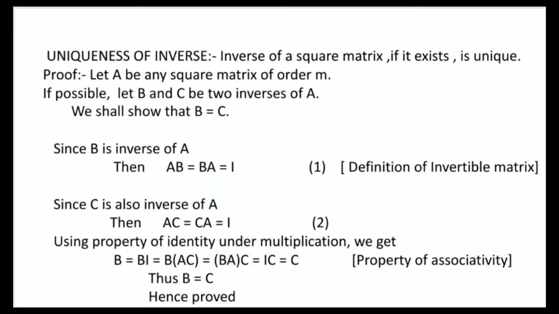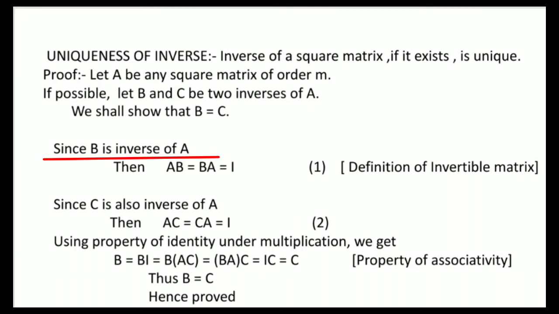Now we are going to discuss about uniqueness of inverse. This states that inverse of a square matrix, if it exists, is unique. It means there is one and only one inverse of any square matrix. So let's prove this property. Let A be any square matrix of order M. If possible, let B and C be two inverses of A. We shall show that B equal to C.